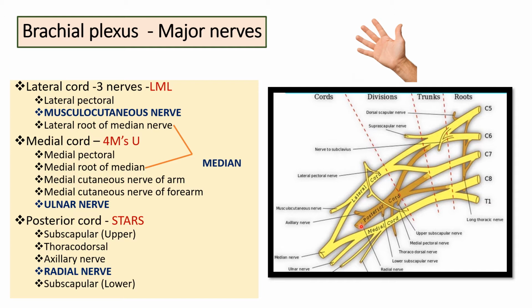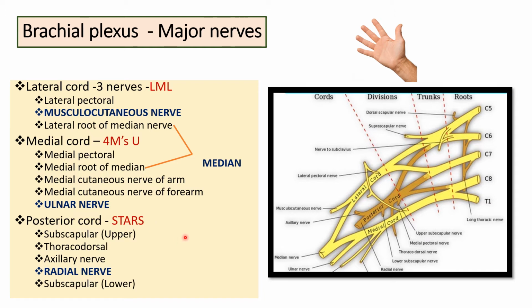Then coming to the posterior cord. There are the upper and lower subscapular nerves. So upper is the first one, the lower is the last one, for remembering. Then the thoracodorsal, the axillary and radial nerves. So the mnemonic for remembering is the stars for it.